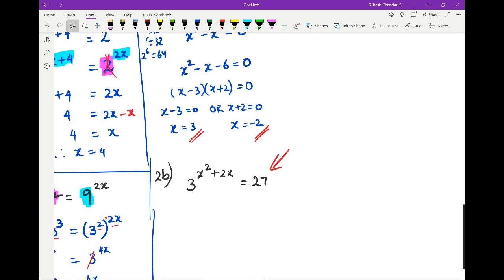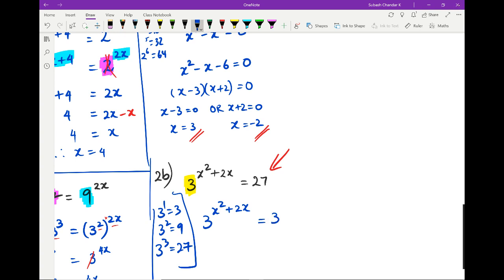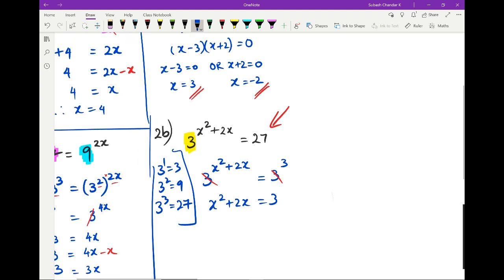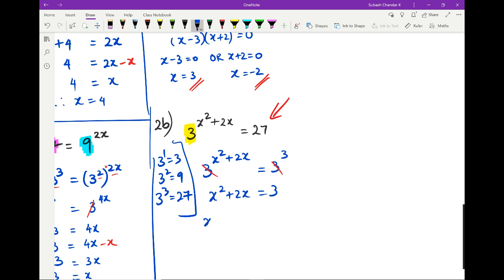As I said to you guys, we know what the base is. The lowest base in this case is 3. So I'm going to go with 3 to the power of 1 is 3, 3 squared is 9, 3 to the power of 3 is 27. So I'm going to rewrite 27, but leave the left-hand side as it is. 27 is going to be written as 3 to the power of 3. When I do that, my two 3's cancel out because they're the bases. So I'm going to rewrite this as x squared plus 2x is equal to 3. I rearrange the quadratic, and I'm going to get x squared plus 2x minus 3 equals 0.